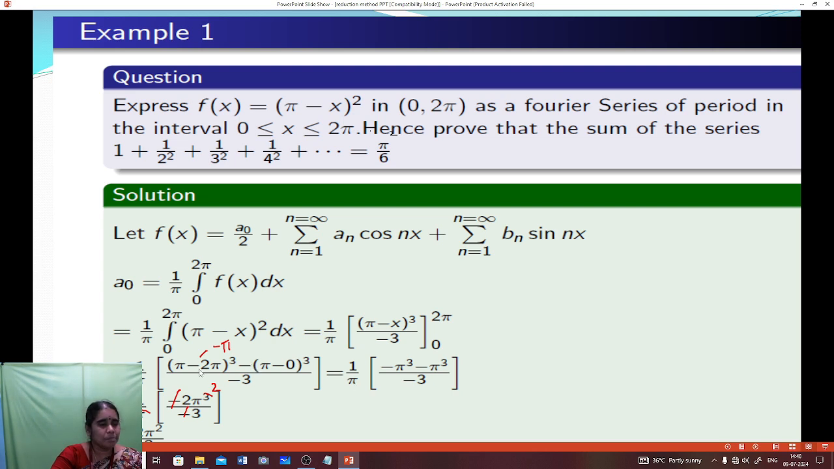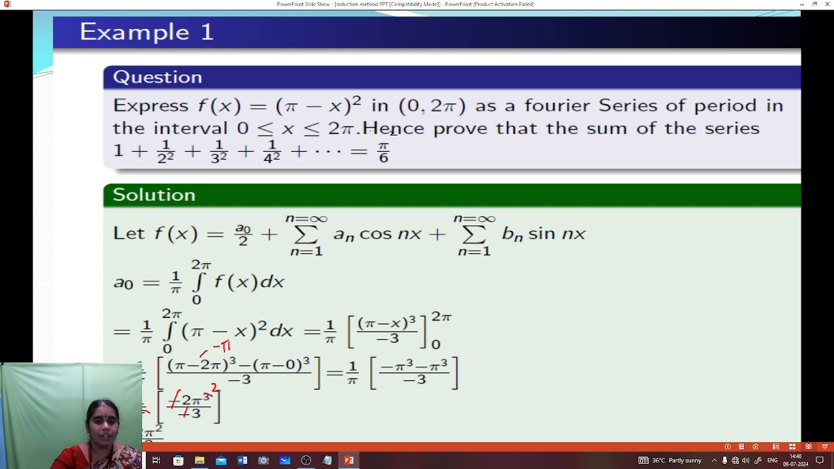On solving this, pi minus 2 pi is nothing but minus pi. So minus pi cube minus pi cube by minus 3. Minus pi cube, on combinedly adding, we just get minus 2 pi cube by minus 3. On cancelling the minus terms and cancelling the pi term, we just get 2 pi square by 3, which is our A0. In calculating our A0, we just used a single formula, nothing but integral of x power n.